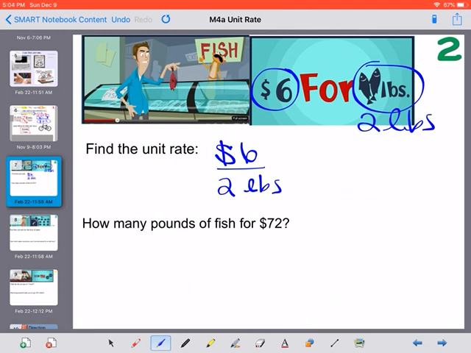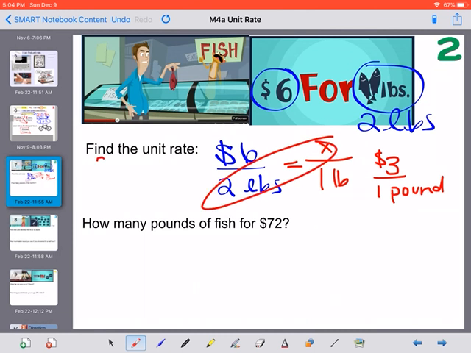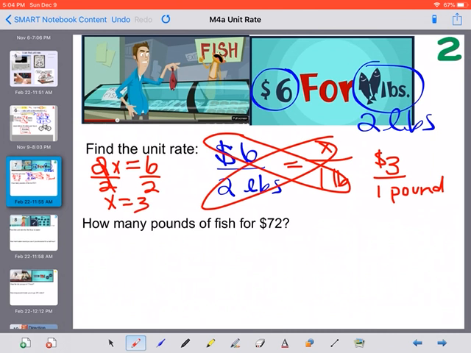We want to know, well, how much does it cost for every 1 pound? So we could cross multiply to figure out 1 pound, or just simply divide. 6 divided by 2 is 3. So it will cost $3 for every 1 pound of fish. Again, if you cross multiplied, 2 times x is 2x, 6 times 1 is 6, and you just divide by 2 to get x equals 3. $3 for every 1 pound.